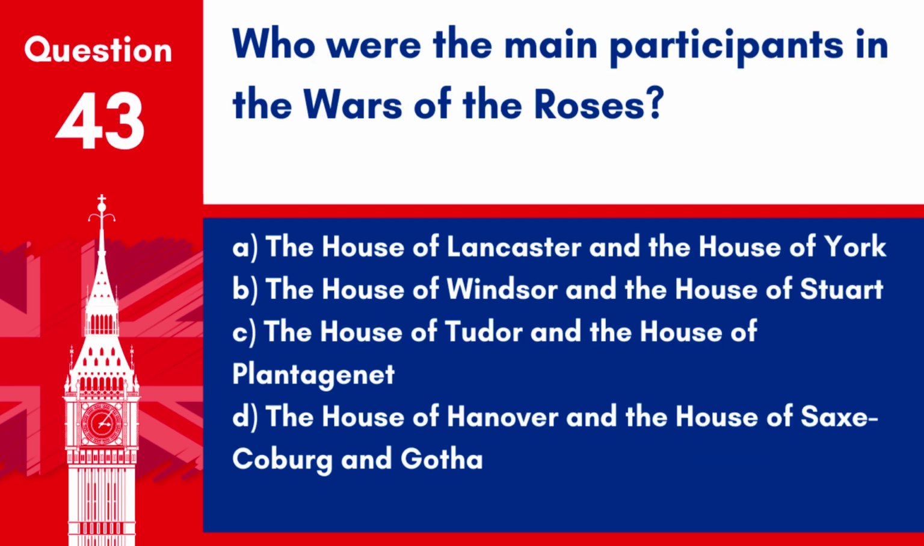Question 43. Who were the main participants in the Wars of the Roses? A. The House of Lancaster and the House of York. B. The House of Windsor and the House of Stuart. C. The House of Tudor and the House of Plantagenet. D. The House of Hanover and the House of Saxe-Coburg and Gotha. Answer: A. The House of Lancaster and the House of York.